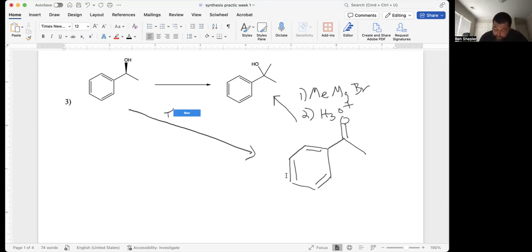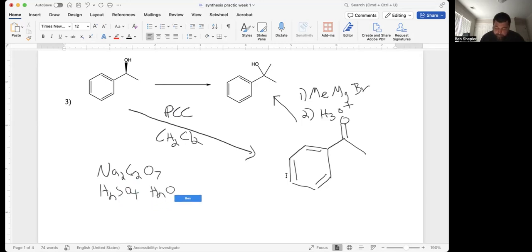So I would use PCC, and then the dichloromethane is just a solvent, but we often include it in the reagents when we use the PCC. So that works. And so this would be a good synthesis for this problem. For this step where we use the PCC, could we also have used potassium dichromate and sulfuric acid?